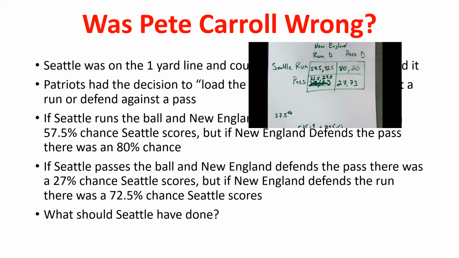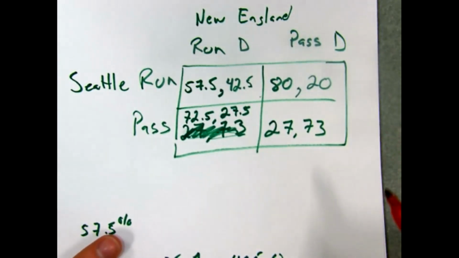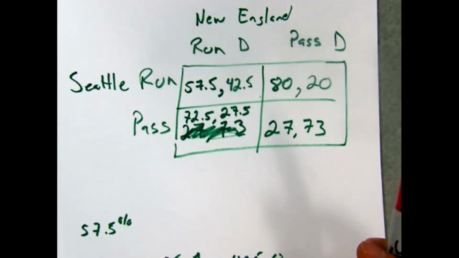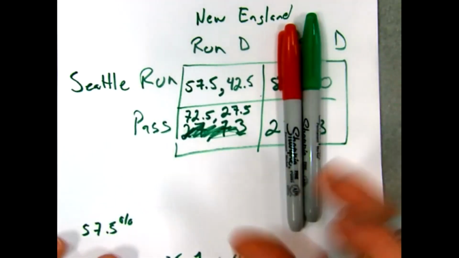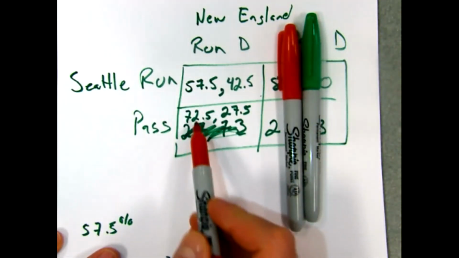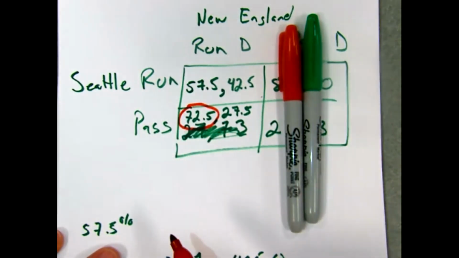So I've got my payoffs in there. Now it's just determining what the equilibrium is, right? What that Nash equilibrium is going to be. So if I use these, what should I have done? Well, we go through here. If New England decides to select run defense, what is optimal for Seattle to do? Actually, to pass the ball.